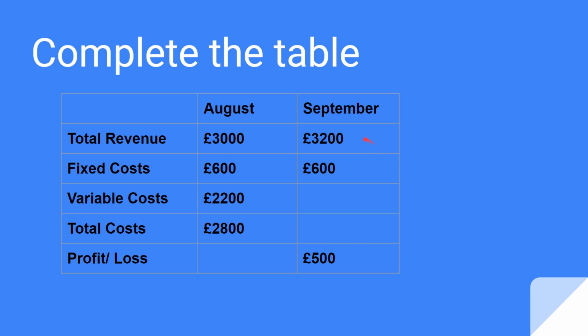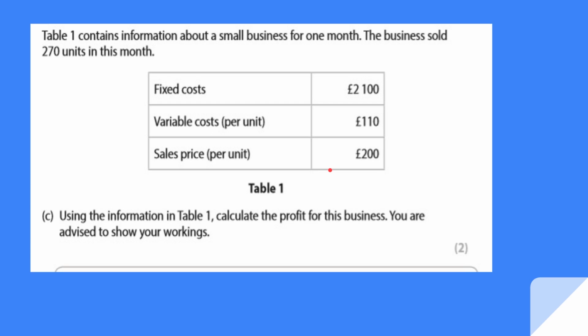I mean, the easiest way of actually doing this is to go total revenue minus this, and that tells you what the missing amount is going to be in terms of the total cost, and then you just need to subtract the fixed cost from the total. All right, good. What do we got next?